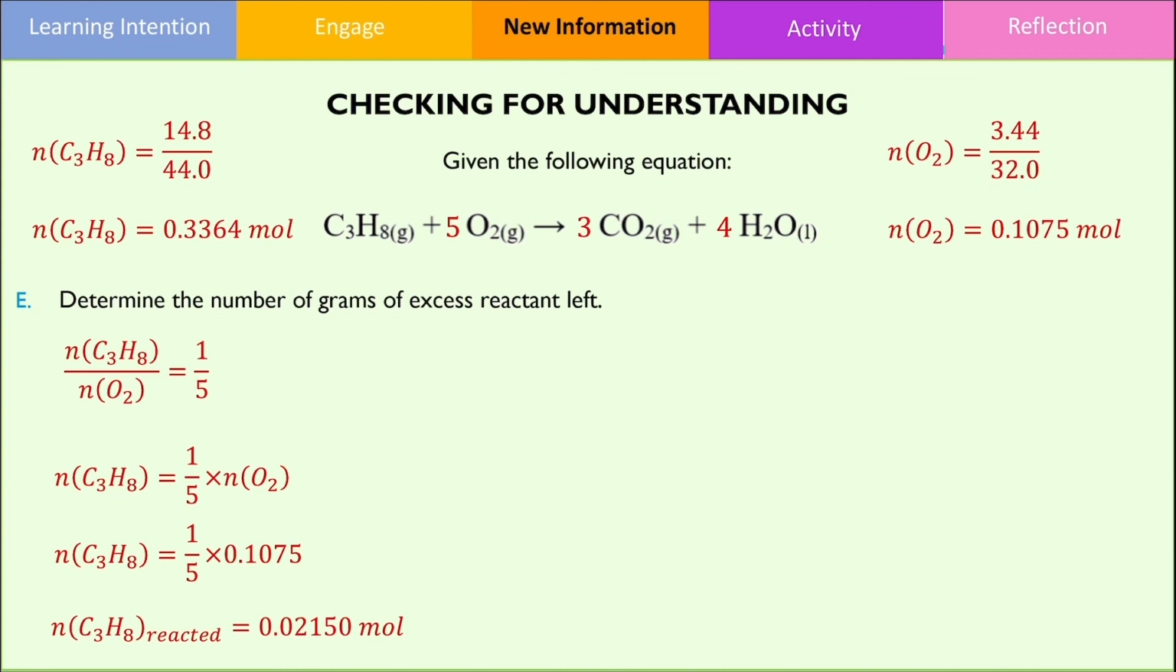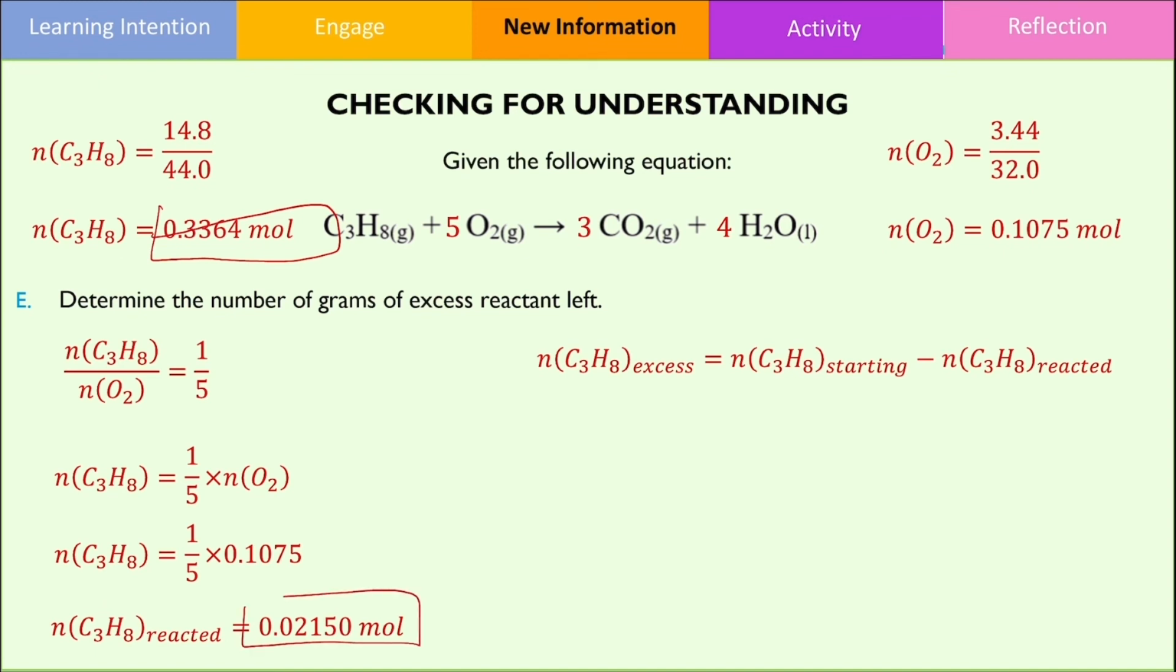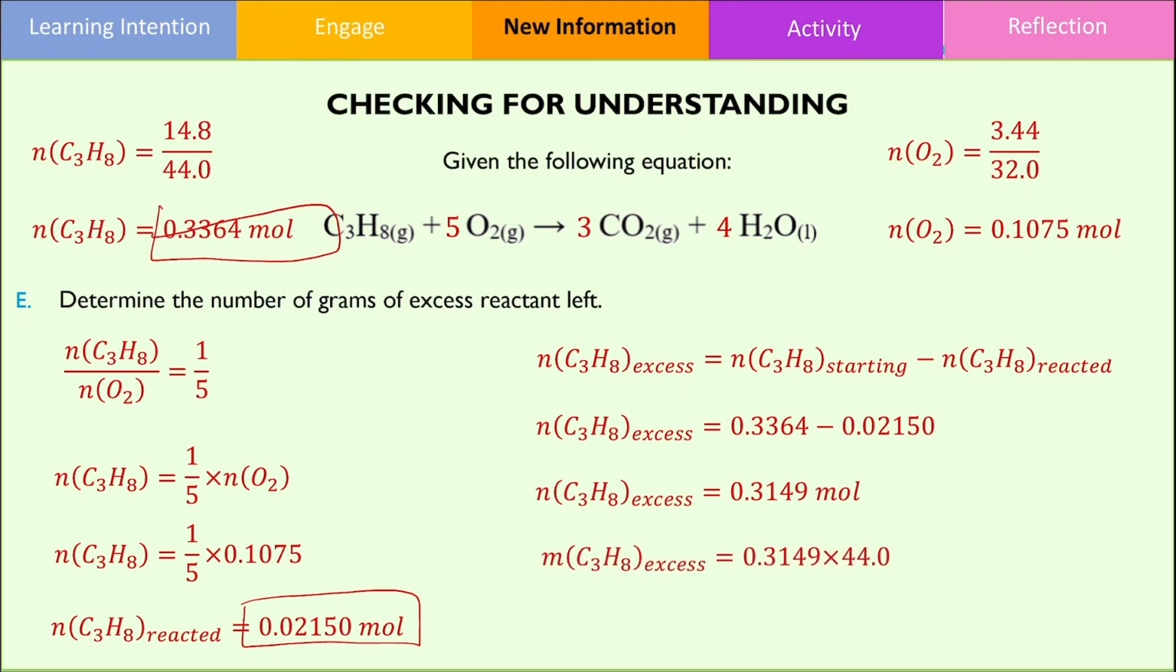To find the number of moles of propane that didn't react, or the amount of propane that is in excess, we subtract the amount of propane that did react from the starting amount of propane, which we found at the beginning of the question. This gives us an answer of 0.3149 moles of unreacted or excess propane. Finally, to calculate the mass of propane that is in excess, we multiply this answer by its molar mass, giving us an answer of 13.9 grams when corrected to 3 significant figures.